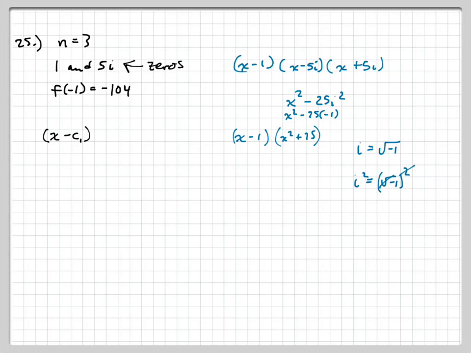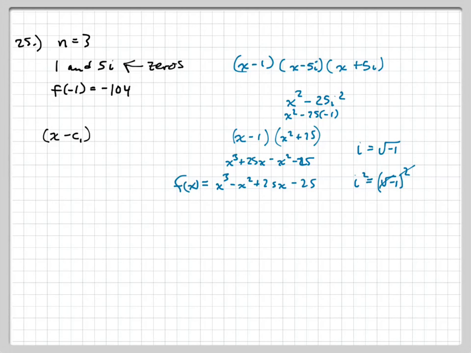Now I'm bringing down the x minus 1, and I'm going to finish the job here. Let's continue distributing. We have x times x squared, which is x to the third, and then x times 25 would be 25x, minus x squared, minus 25. When I put this in descending order, it would be x to the third minus x squared plus 25x minus 25. So here's our polynomial function.